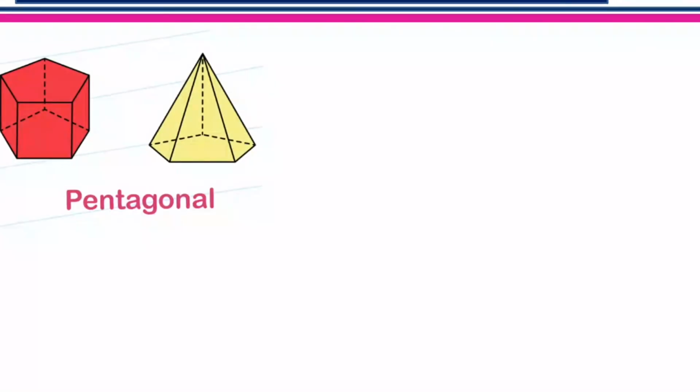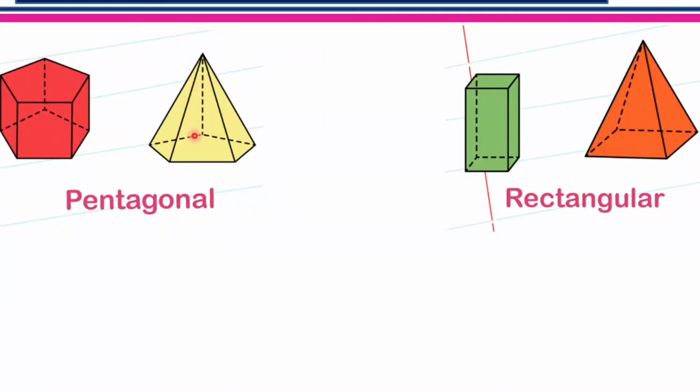Now remember to differentiate the visible and hidden edges. Hidden edges will be drawn with dotted lines or dashed lines, dark dashed lines. As you see here in the pentagon prism, 3 dashed lines. Pentagon prism, 3 dashed lines. Rectangular prism, 3 dashed lines. Rectangular pyramid, 3 dashed lines.